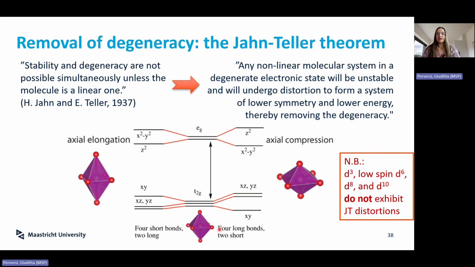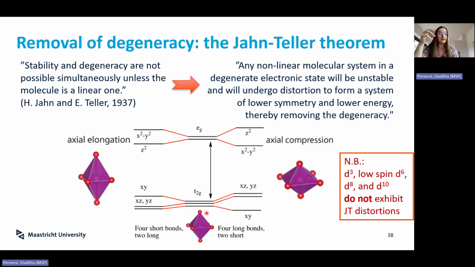If you have an octahedral system, the degenerate orbitals are these three and these two. If you end up with some degeneracy in these two sets, so for instance, there is one electron here, one electron here, you will try to remove the degeneracy. The easiest way to remove the degeneracy is to influence the bonding. The reason these sets are equivalent is because everything here is at the same distance.